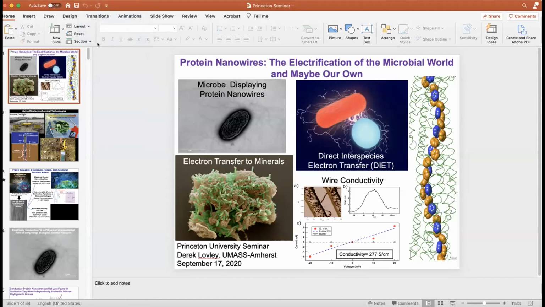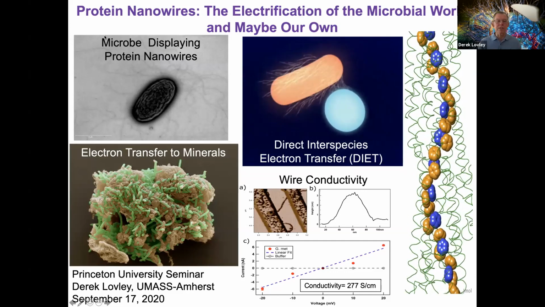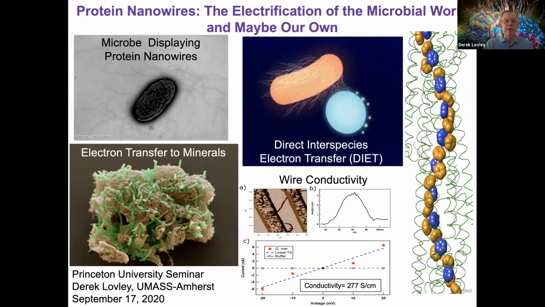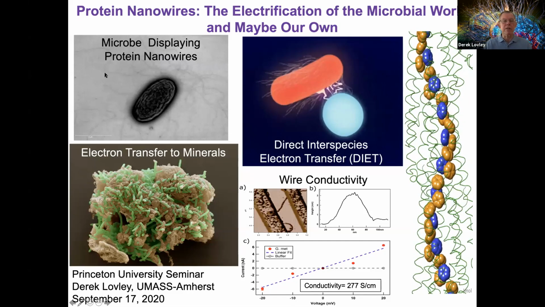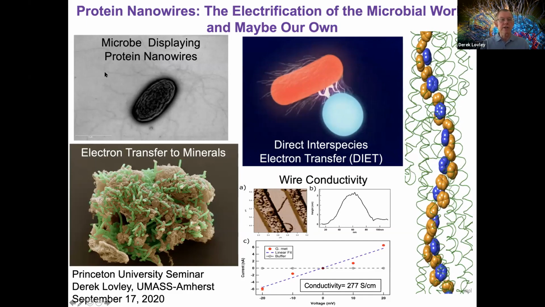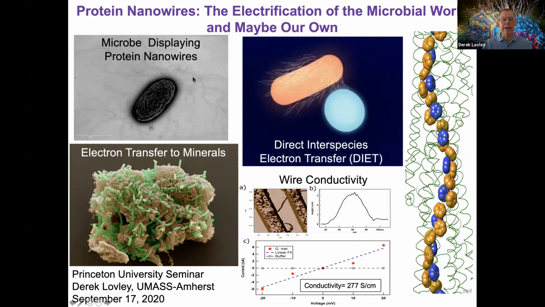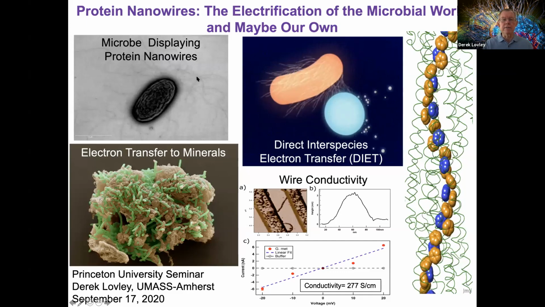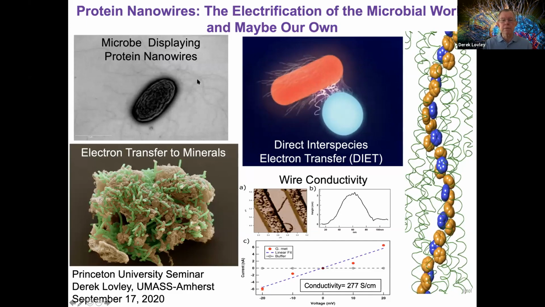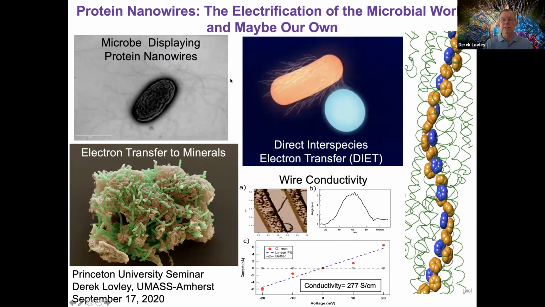Great. Thanks for the opportunity to discuss some of our recent research on microbially produced protein nanowires. What we're looking at in this upper left-hand panel is a transmission electron micrograph, which shows the microbe Geobacter displaying some of these nanowires that are electrically conductive. And because of their electrical conductivity, they have important biological functions that I'll discuss this morning.